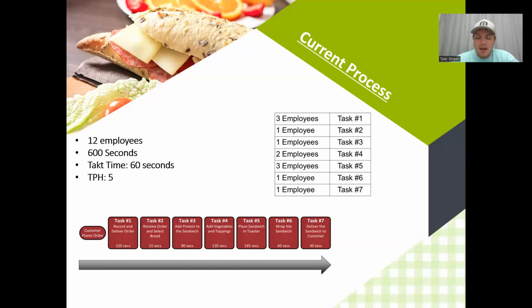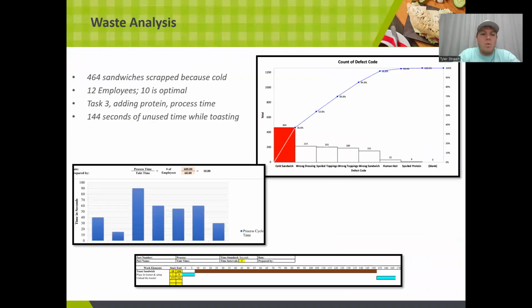Now, when examining this process, there is a lot of waste that comes to the surface. First, on our Pareto chart, we have the most common reasons that sandwiches are being scrapped. Far and away, the most common is that of a cold sandwich. Of course, a customer is not going to be happy taking a bite into a cold sandwich. The second is the wrong dressing. The third and fourth are spoiled toppings and wrong toppings. And the fifth is the wrong sandwich.